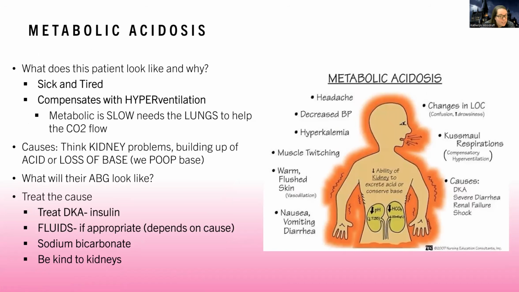So there's metabolic acidosis. When we start talking about metabolic problems, we're usually talking about problems with the GI system or problems with the kidneys. So usually there's something wrong with the fluid balance, et cetera.